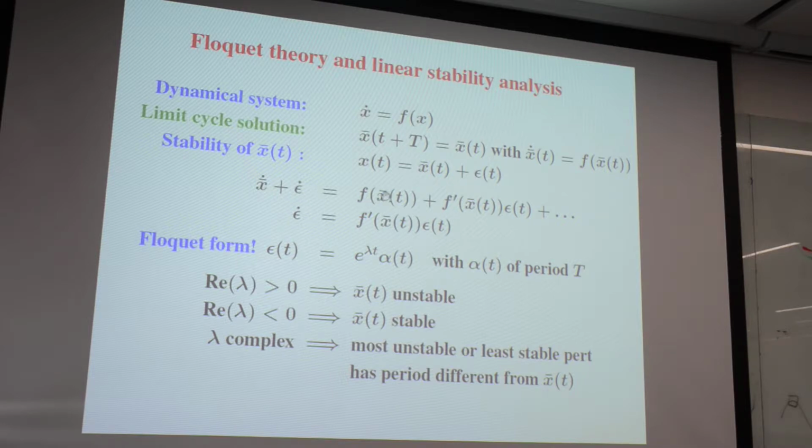We have f of x bar of t, and usually we've set that equal to 0 because we had a fixed point, but we don't have a fixed point anymore. x bar dot is equal to f of x bar of t, so these two cancel each other out, and we get the linear equation, epsilon dot equals f prime of x bar of t, times epsilon of t.